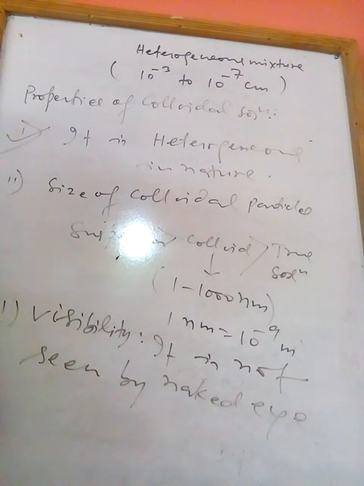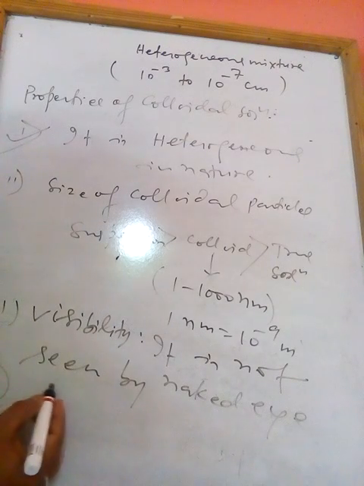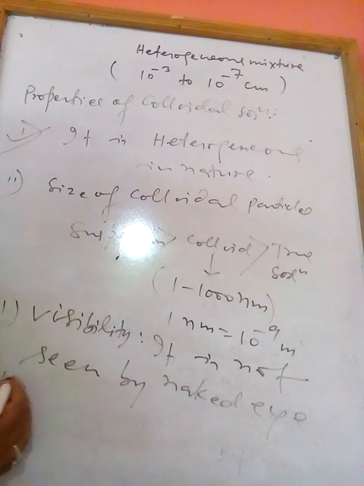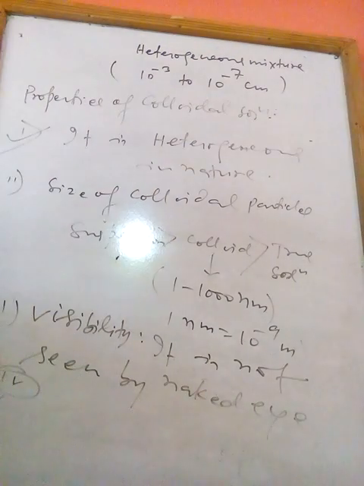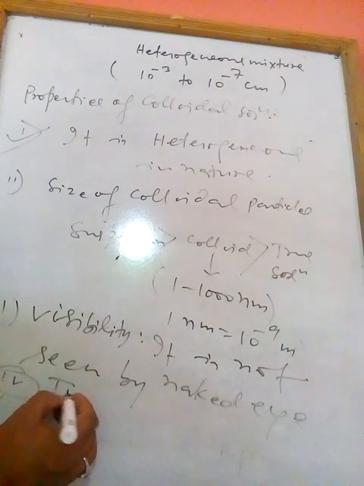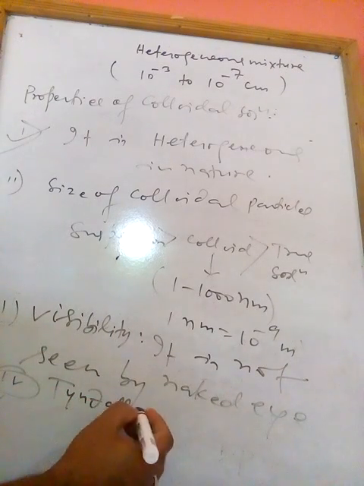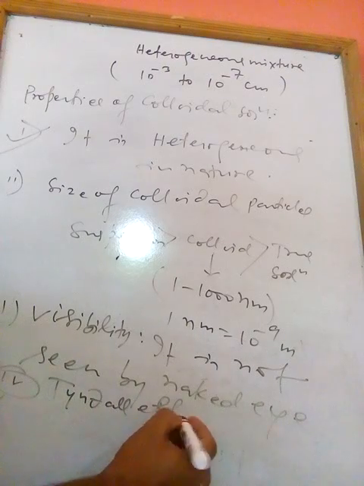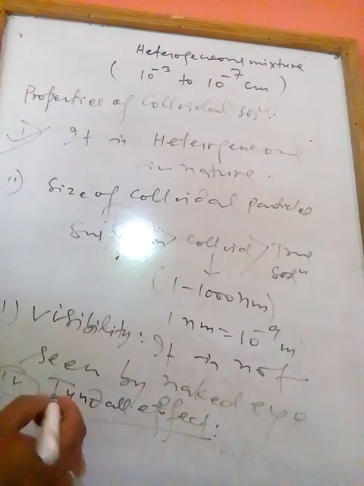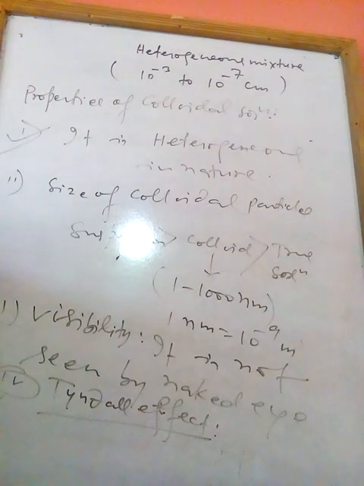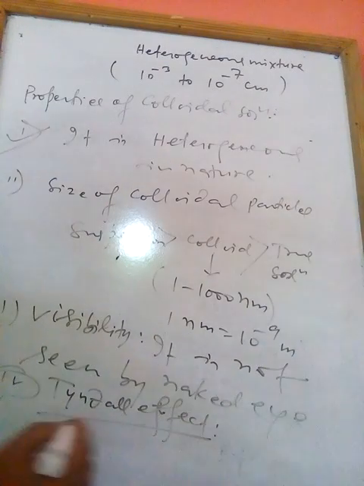The fourth property of colloidal solution is Tyndall effect. So what is Tyndall effect? It is one of the relevant property of colloid. Scattering of light by colloidal solution is called Tyndall effect.